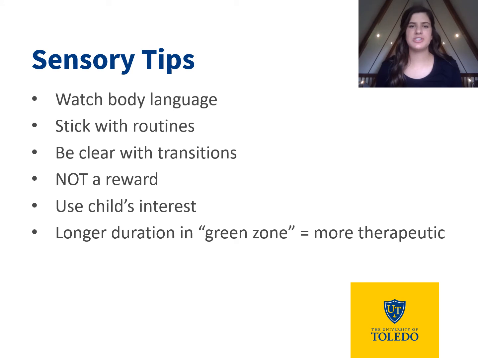So these are some sensory tips that you can use in your sessions. So first, it is important to watch the child's body language. Watching the child's body language will help you know what strategies need to be used to help the child's current state to get them to that green zone. So if the child is appearing lethargic, add in rapid movements. And if the child is too overstimulated, dim the lights and use a softer tone when speaking.